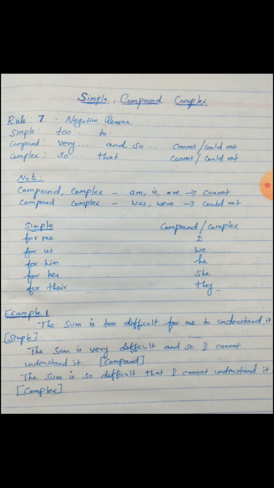And in compound and complex we have to use cannot and could not. Compound also we have to use cannot or could not. Complex also we have to use cannot and could not. So where do we use cannot, where do we use could not?